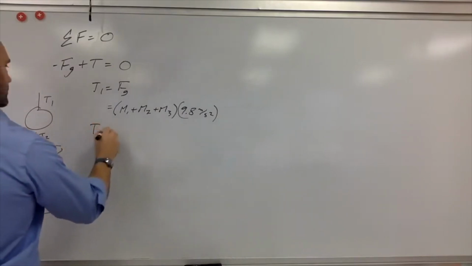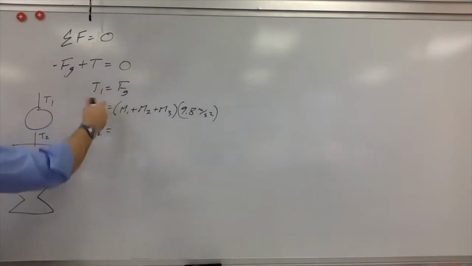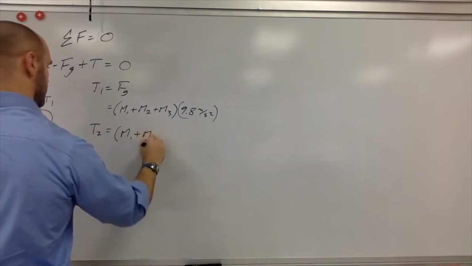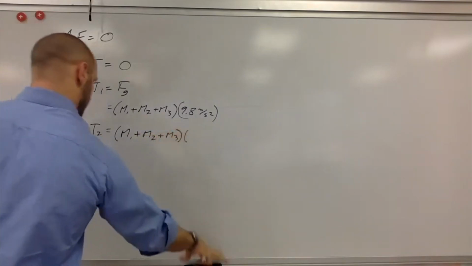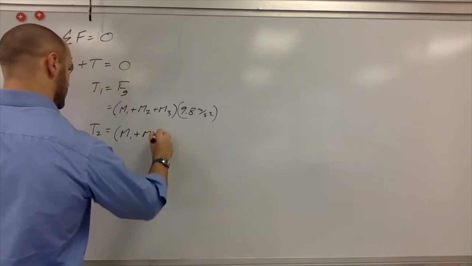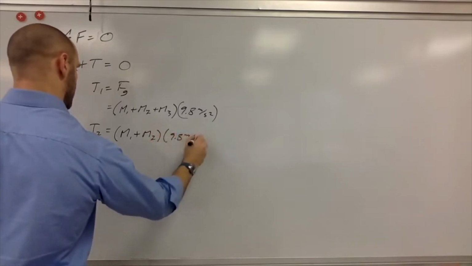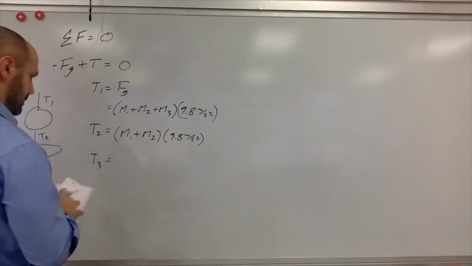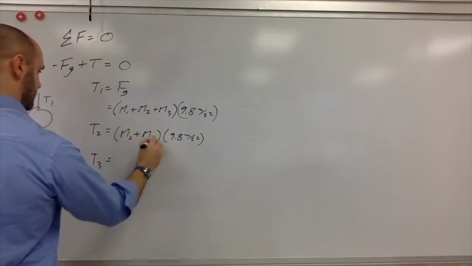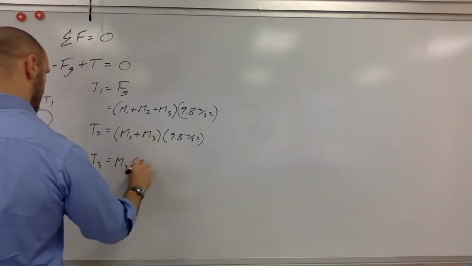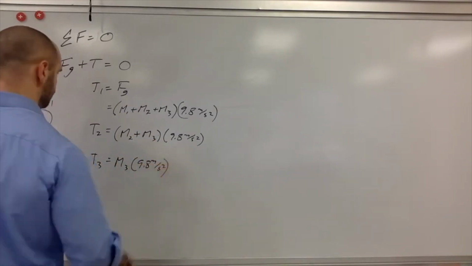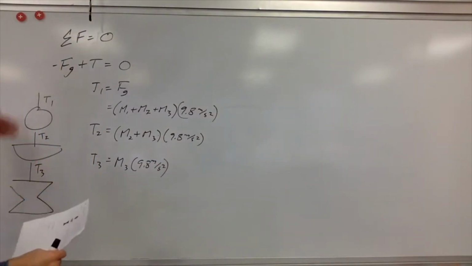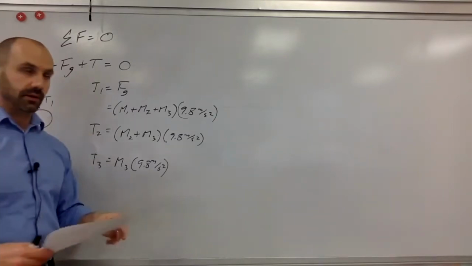T2 then, it'll work the same way. It's just T2 is holding up these two masses. So T2 is m2 plus m3, sorry, masses 2 and 3, times 9.8 meters per second squared. And then T3, of course, is only holding up that last mass, m3 times 9.8 meters per second squared. Okay, that's part A.